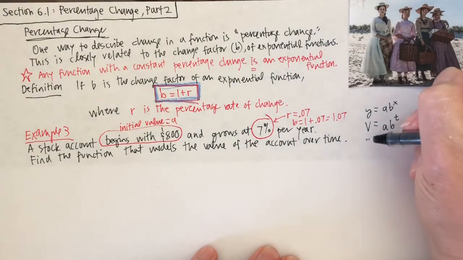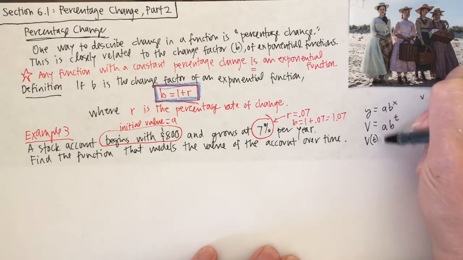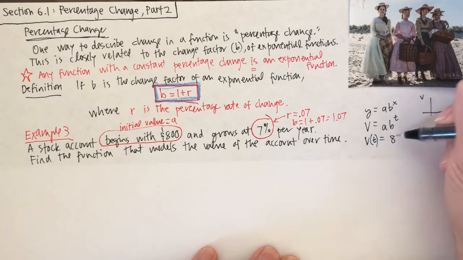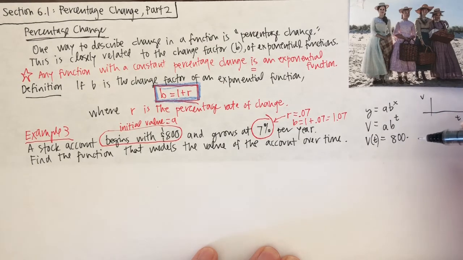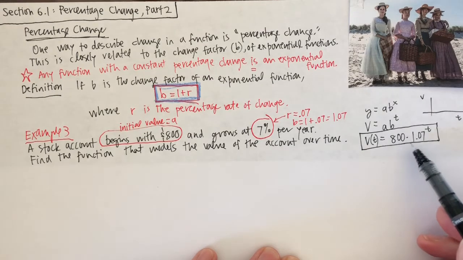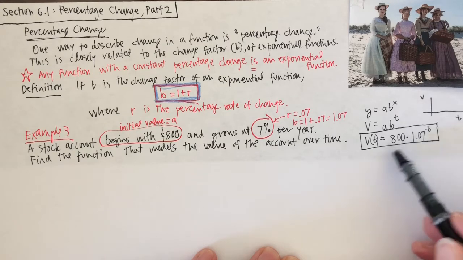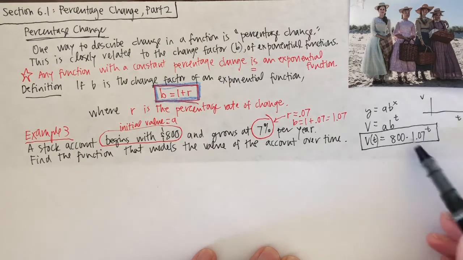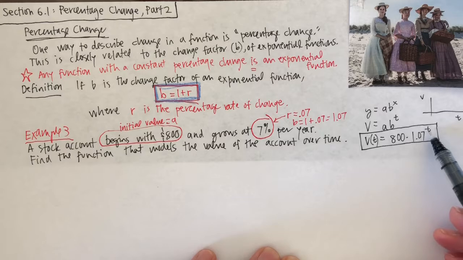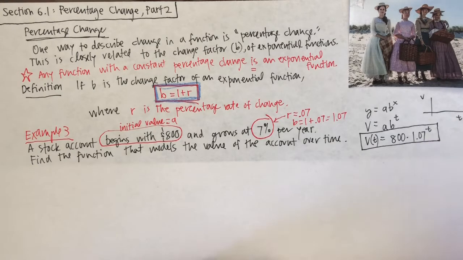It's 1.07. So V, which is a function of T, is 800 times 1.07 to the T. This is the function that models the value of the stock account. Should I put this 800 and 1.07 together, multiply those? No, absolutely not. We can't put those together because 1.07 is first devoted to this exponent here. It's linked there, so we don't want to combine those. This is how it is.